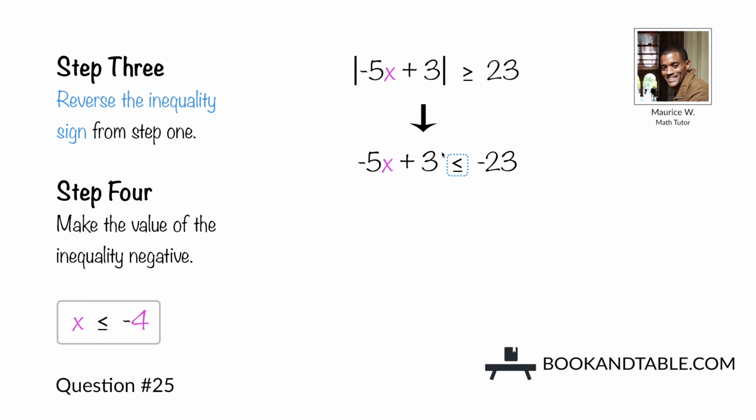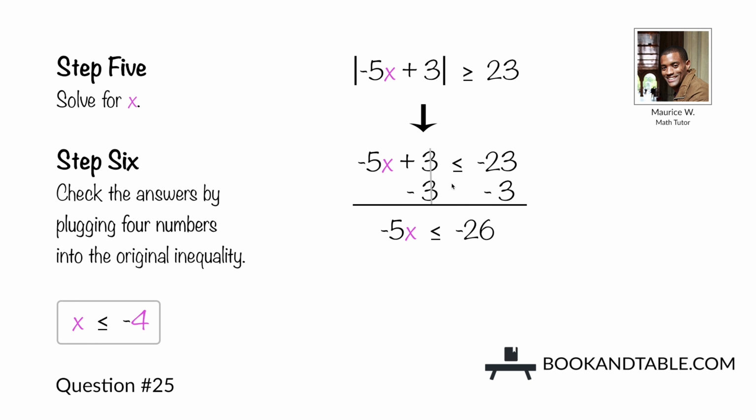Now, to remove the absolute value sign, as I mentioned a second ago, we have to reverse the sign from greater than to less than. And we have to make our positive value negative. This is now the second inequality we need to solve for. So step 5, solve for x.